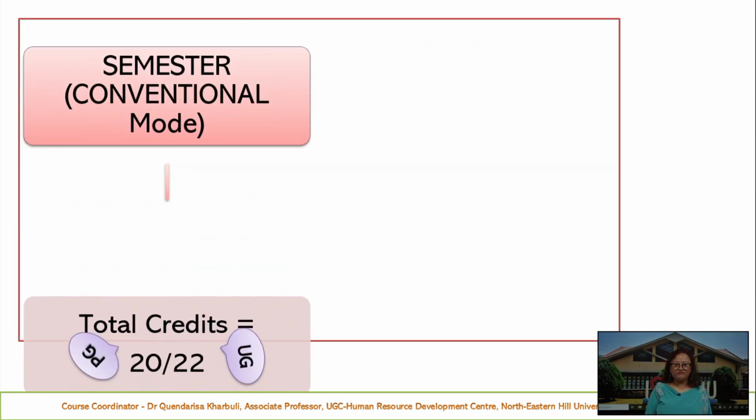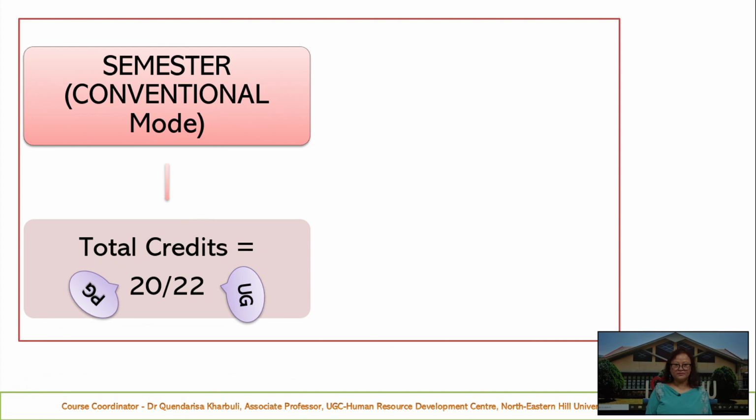on what is being offered in the conventional mode per semester. So here you can see that for the postgraduate, the total number of credits for a semester is 20, whereas for the undergraduate it is 22. Of course, this could differ from institution to institution. So as a learner and as Department SWAYAM mentors, we need to know what is the total number of credits that is being offered in the conventional mode.